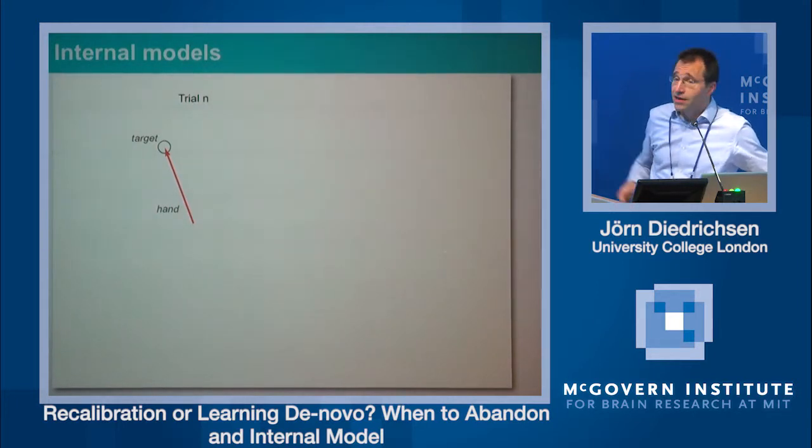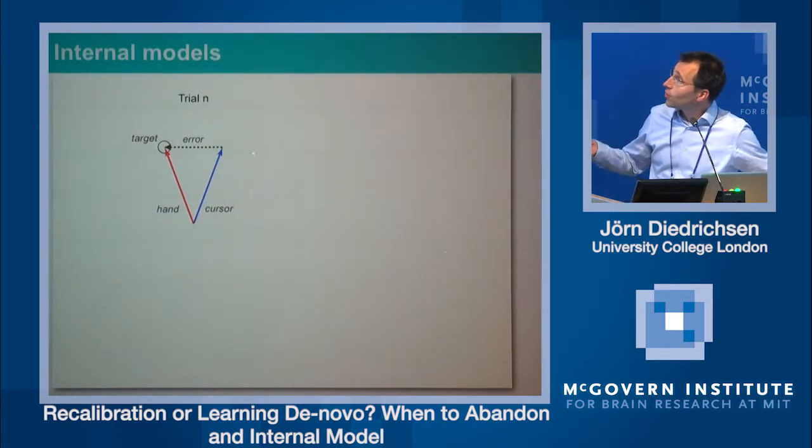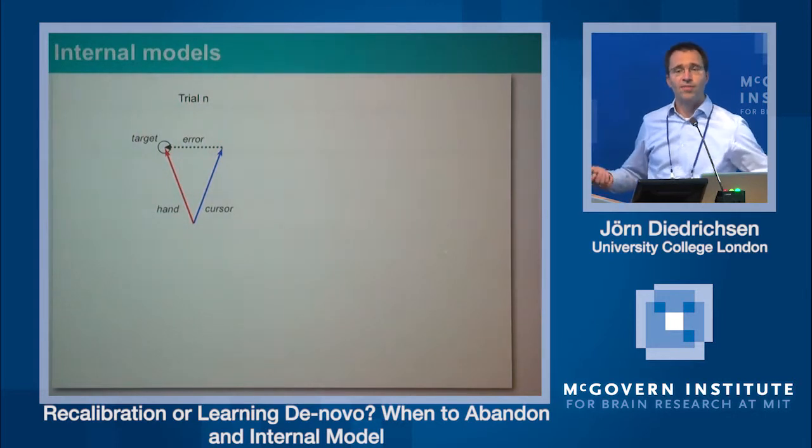So you reach to a target, and then on some trials, the cursor moves in an unexpected way. Here, when your hand moves slightly to the left, the cursor moves slightly to the right. So you have an error. And the question is, well, what do you do now? What should you do on the next movement?